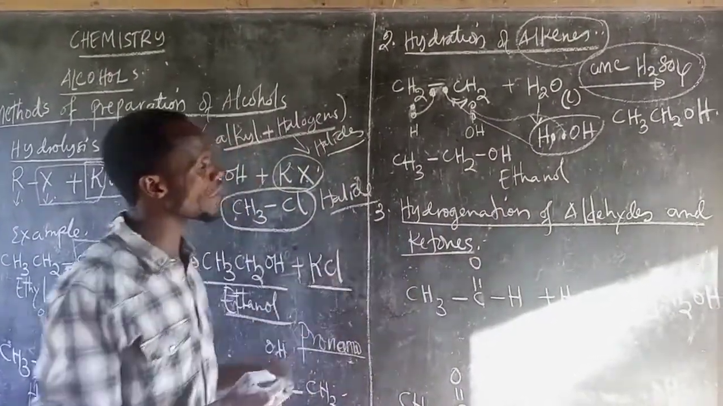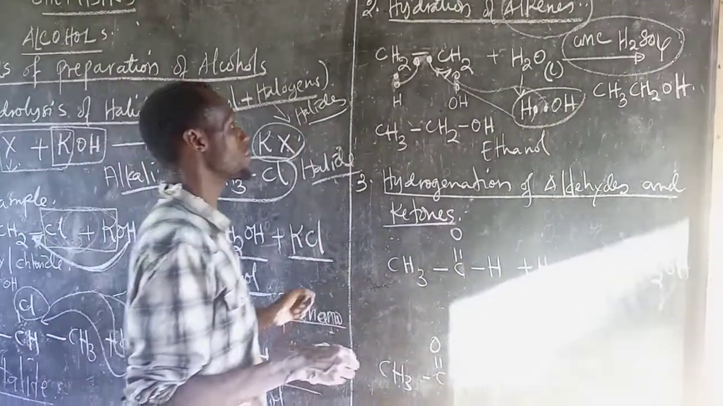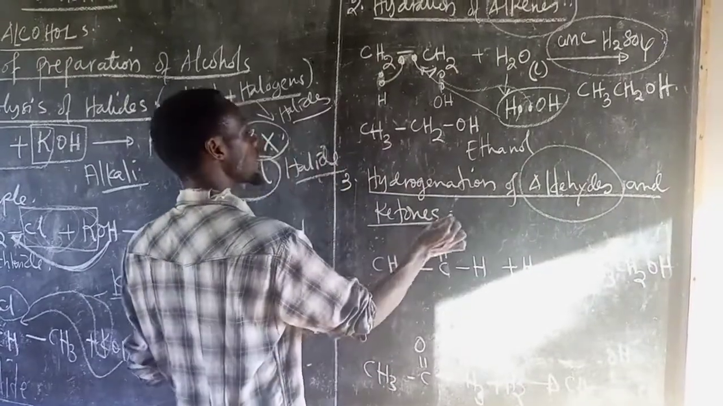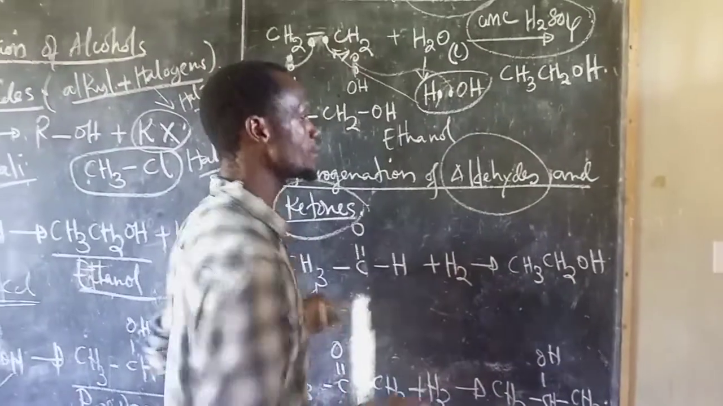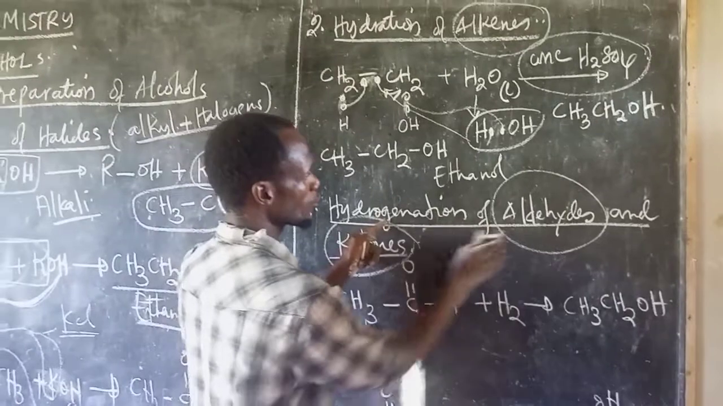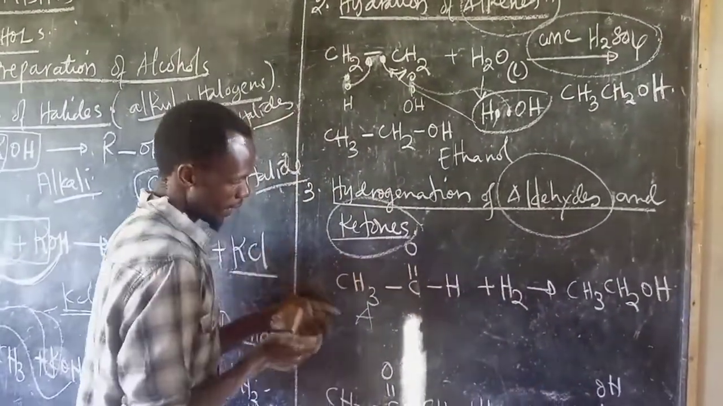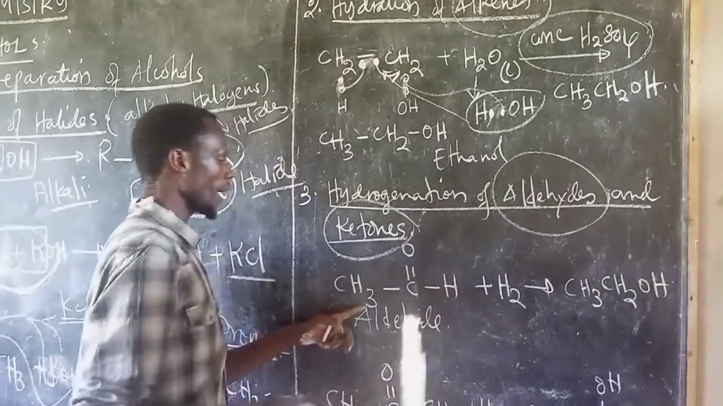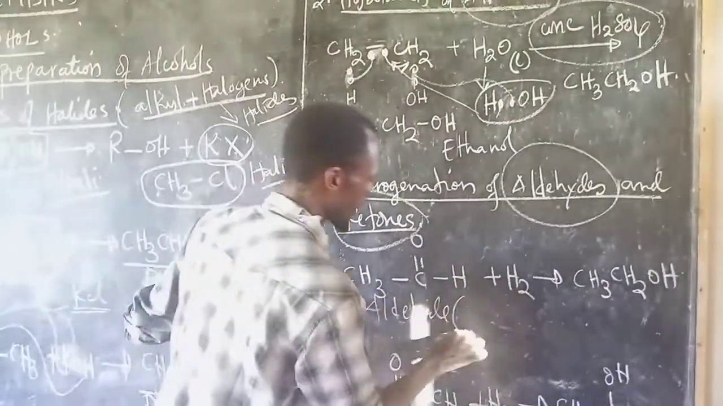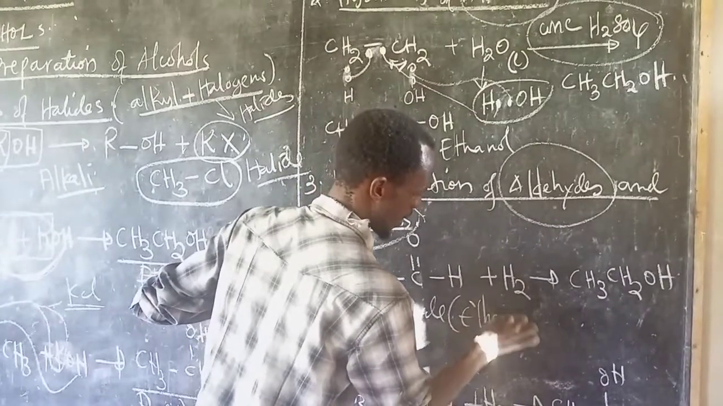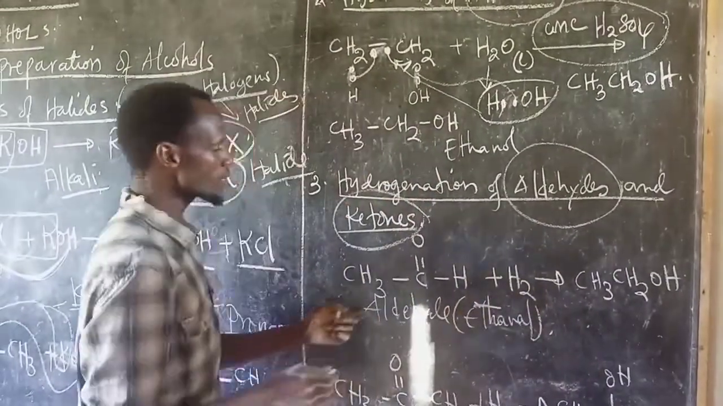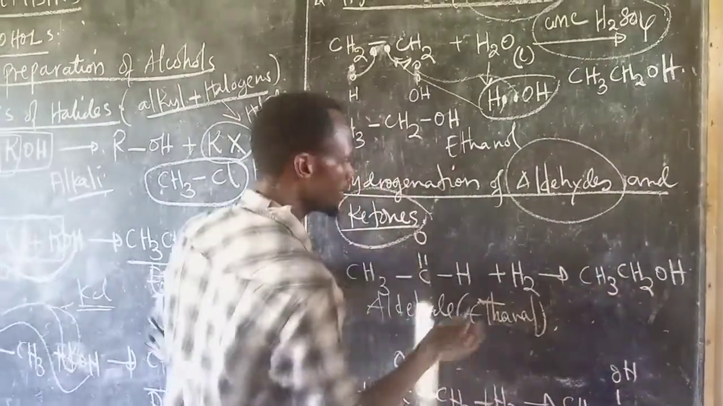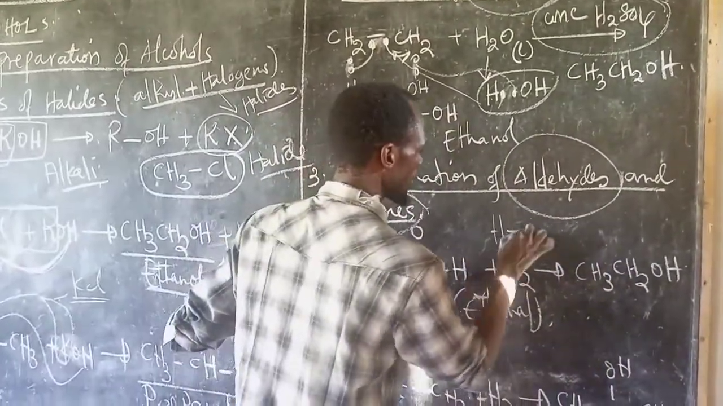Now, the third process that can be used to prepare alcohol is hydrogenation of aldehydes or hydrogenation of ketones, meaning addition of hydrogen to aldehydes or ketones. Example, this is an aldehyde, called ethanal. Once hydrogen is added to it, we form what we call alcohol. This is the hydrogen.